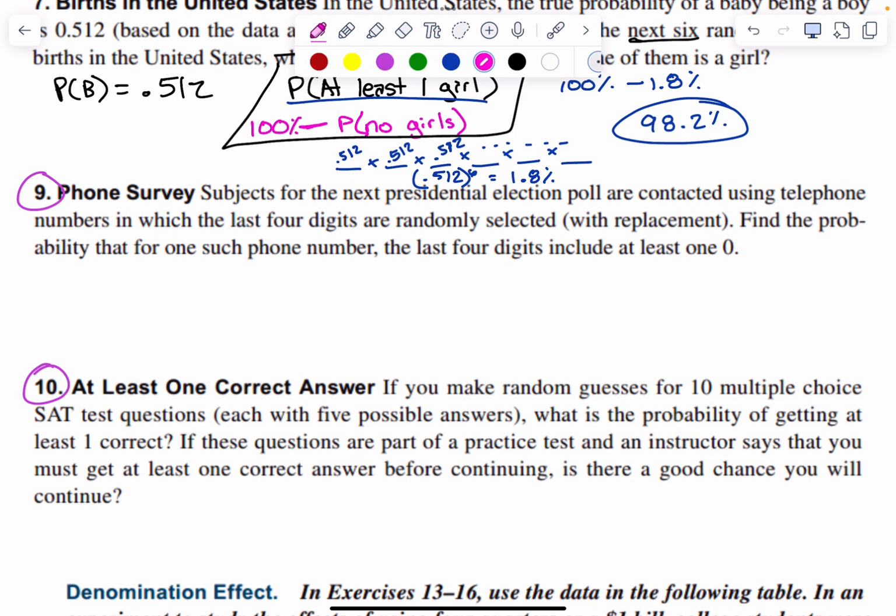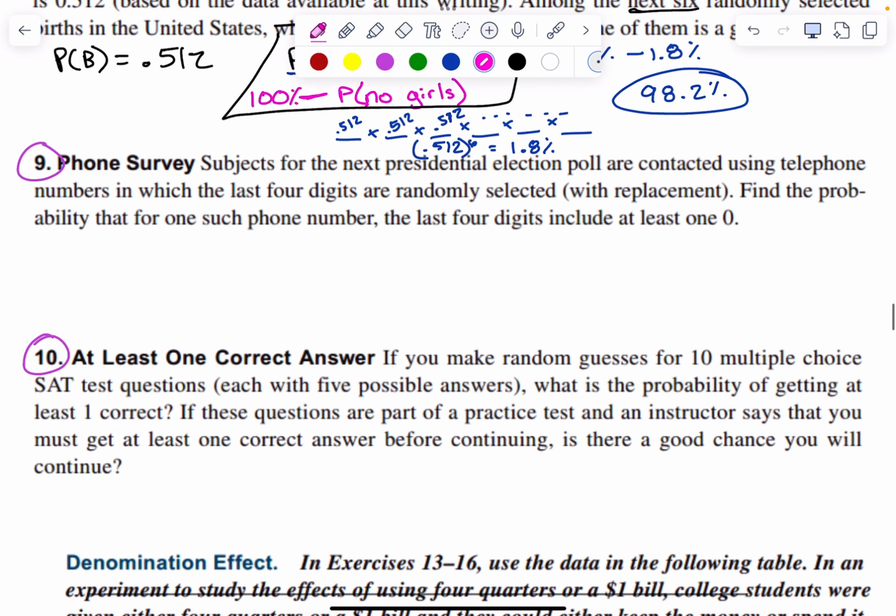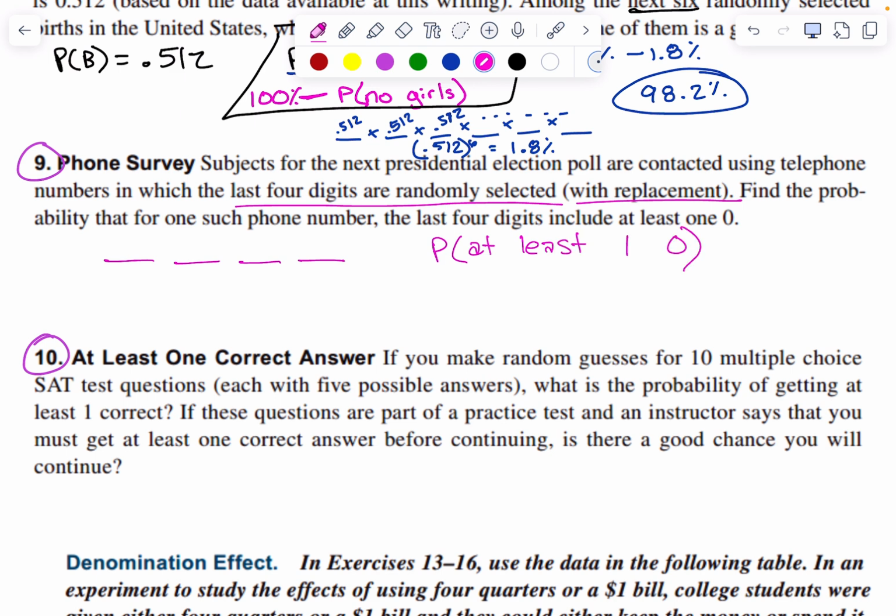Phone survey. Subjects for the next presidential poll are contacted using telephone numbers in which the last 4 digits are randomly selected with replacement. Find the probability that for one such phone, the last 4 digits include at least 1 zero. So we have 4 digits: 1, 2, 3, 4. At least 1 zero is going to be super complicated, so instead we take 100% and subtract the probability of the opposite of at least 1 zero: no zeros.